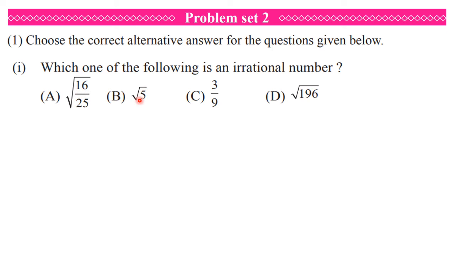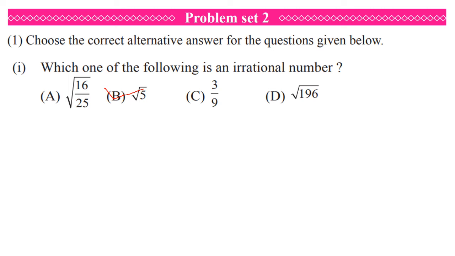Let's go further. Square root of 5, correct? Square root of 5 is given now here. So we know that 5 is not a perfect square. That is why this number is an irrational number. So this is our correct answer.